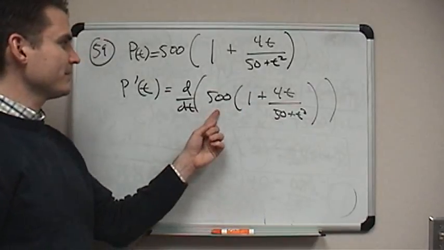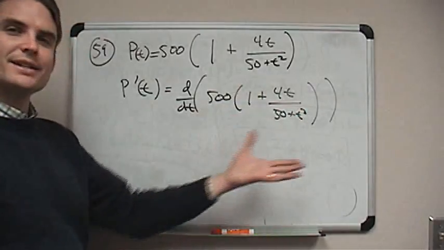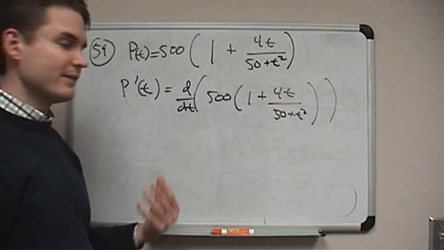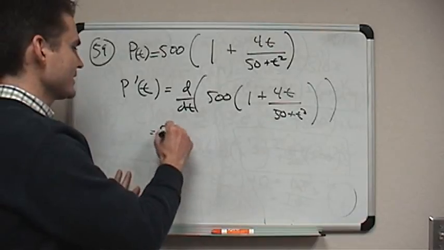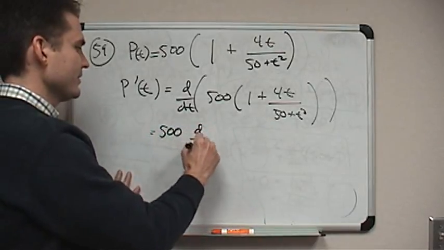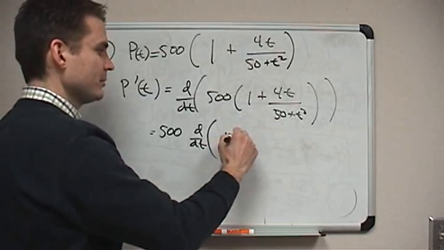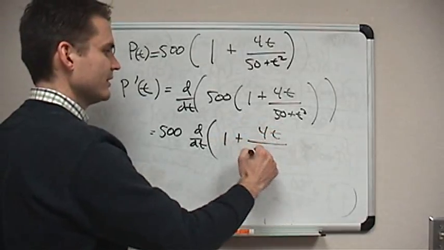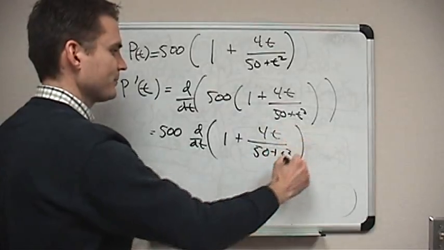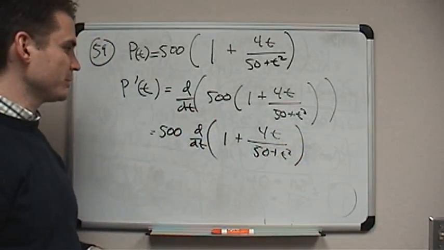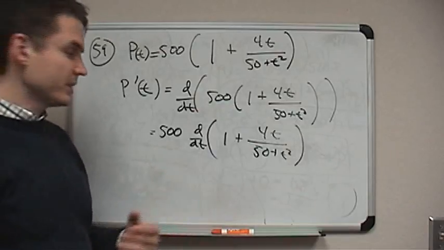First of all, the 500. Everything inside here is being multiplied by 500, right? So we can actually factor that 500 outside. I can write this as 500 times the derivative of 1 plus 4t over 50 plus t squared. See what I did there? I just factored this constant out using the constant multiple rule. So I'll keep going from there.